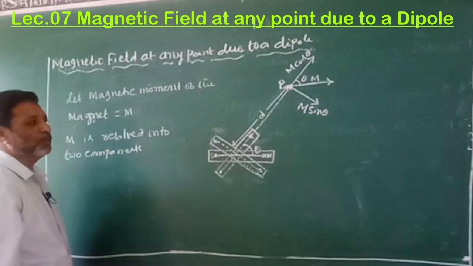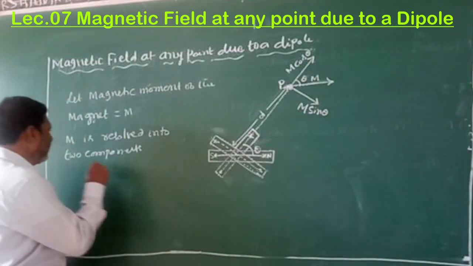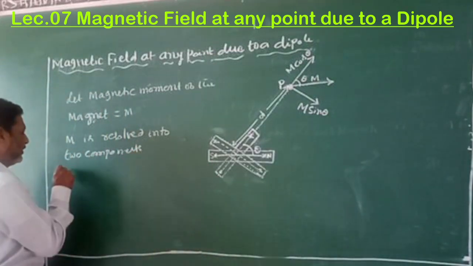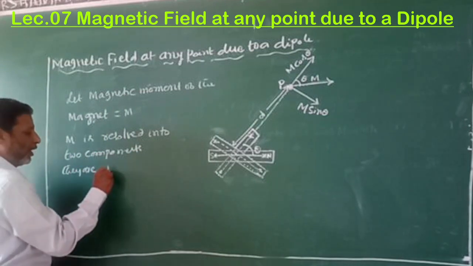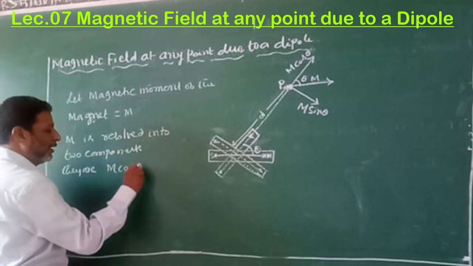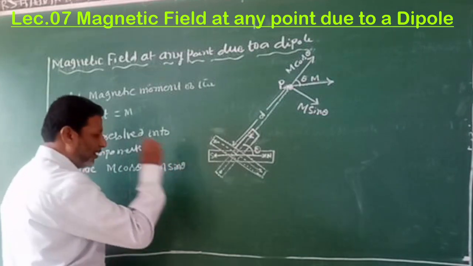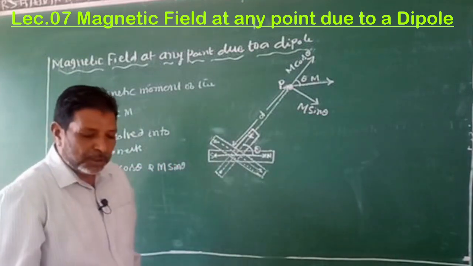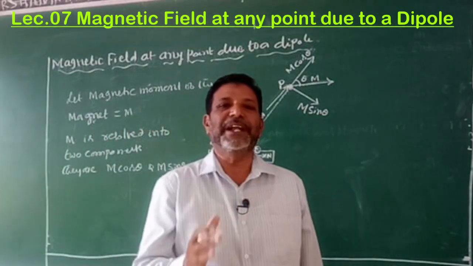Then what are those two components? One is m cos theta and the other is m sin theta, isn't it? Now, this point is the most essential to understand.